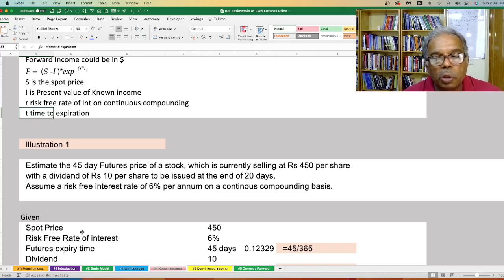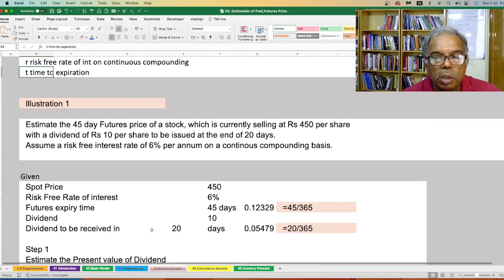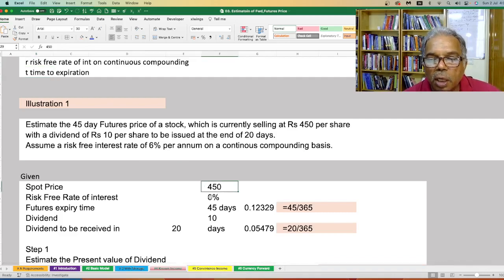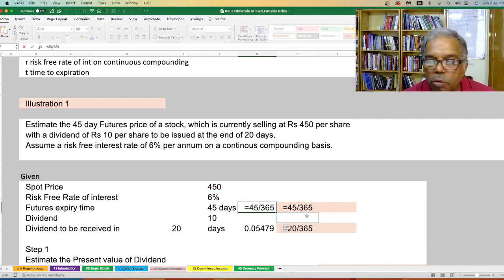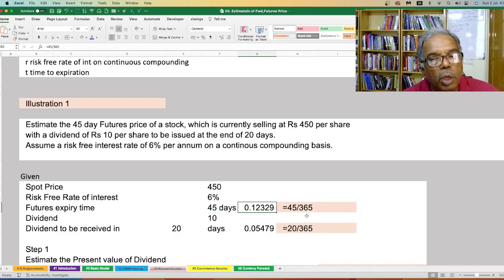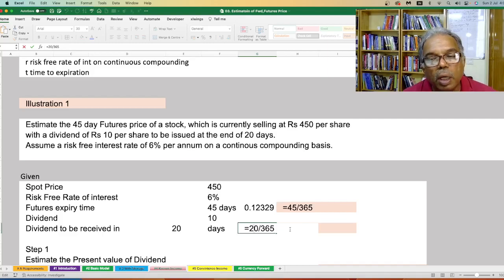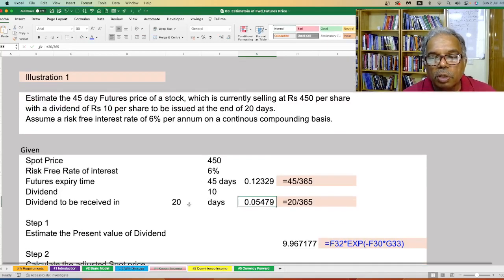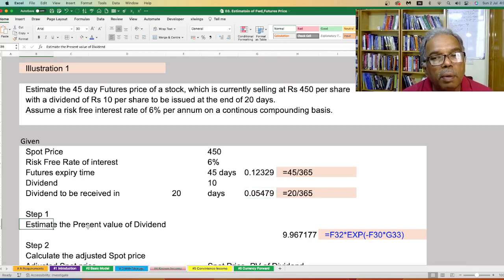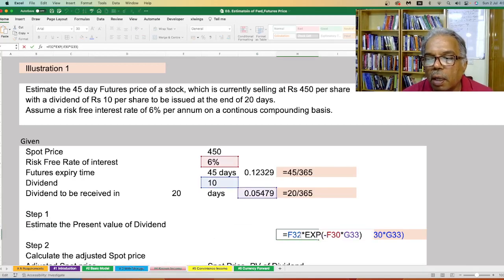Assuming a risk-free rate of 6% per annum on a continuous compounding basis, how do you estimate the 45-day futures? So the spot price is given as 450 and the risk-free rate of interest is 6%, and the expiry of the futures contract is 45 divided by 365, that is nothing but 0.12329. Now the dividend is rupees 10 to be given after 20 days, so the dividend time is converted as 20 divided by 365. Step 1, calculate the present value of the known dividend, that is nothing but 10 discounted backward by 20 days.